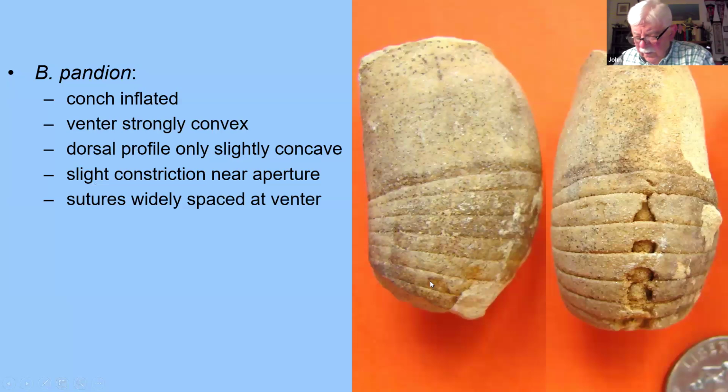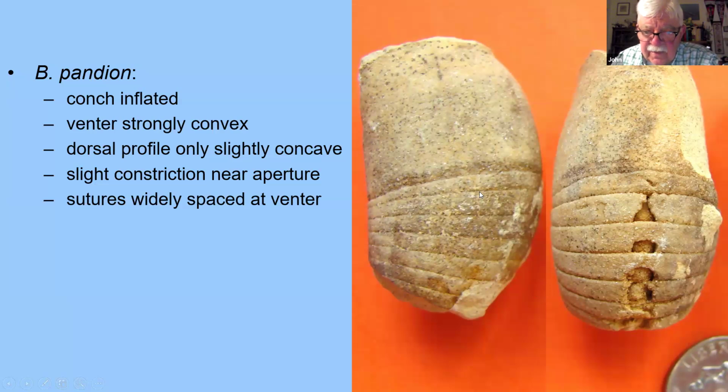Now, the genotype of Beloidoceras is Beloidoceras pandion. That was the one that First Aid used as his example. This is what Beloidoceras looks like. You can see this is the one I had before. You can see this siphuncle there. That one shows it. This guy is getting mature.